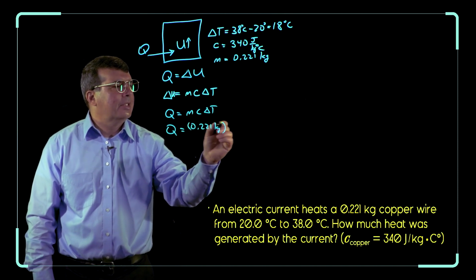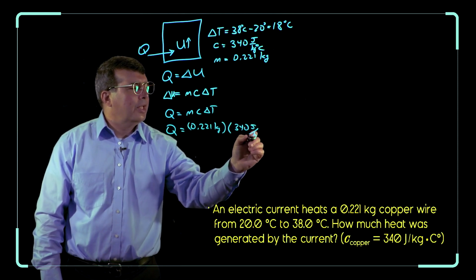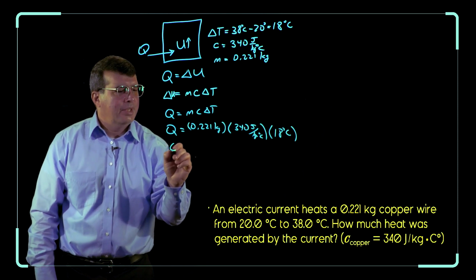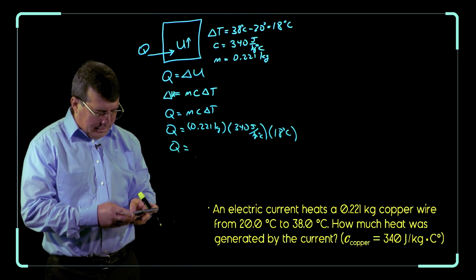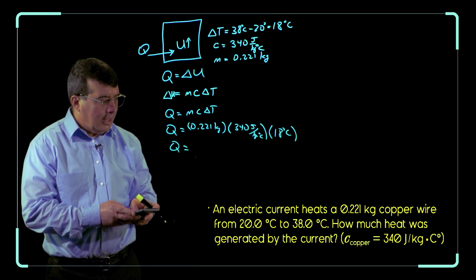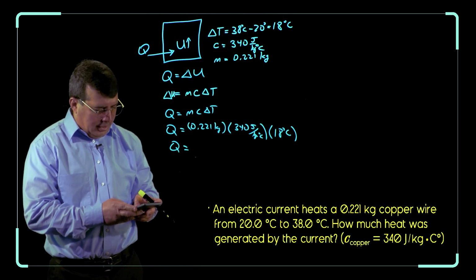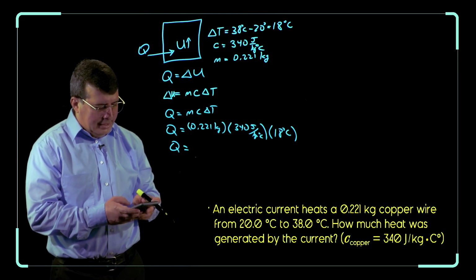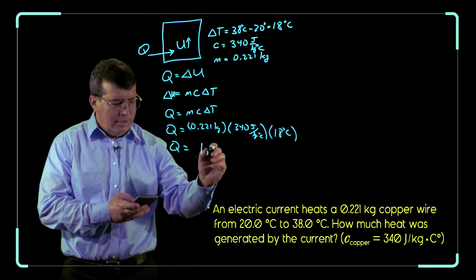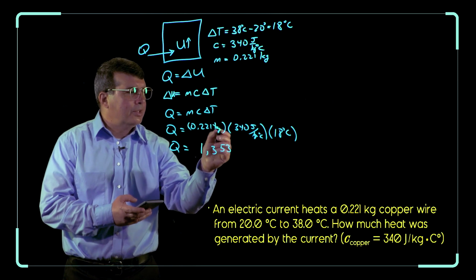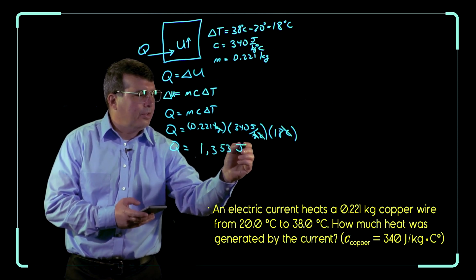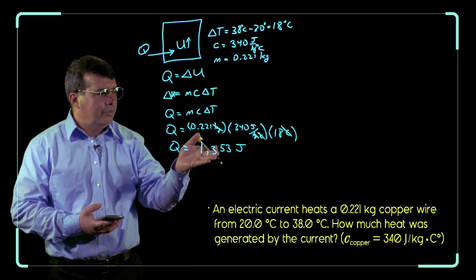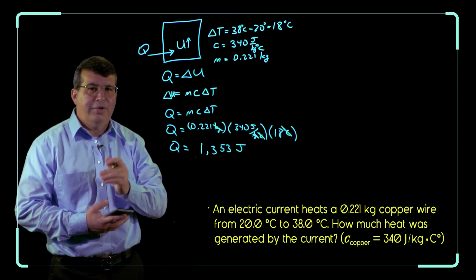0.221 kilograms of mass times 340 joules per kilogram degrees C times a change in temperature of 18 degrees Celsius. So our heat, if we work the numbers, is 0.221 times 340 times 18, which is equal to 1,353. And what are our units? Kilograms cancel out, degrees C cancel out, and our units that we're left with are joules. So the heat that was introduced to raise the thermal energy and raise the temperature was 1,353, or you could even round that off to 1,350 joules of heat. And that is what you were asked for.